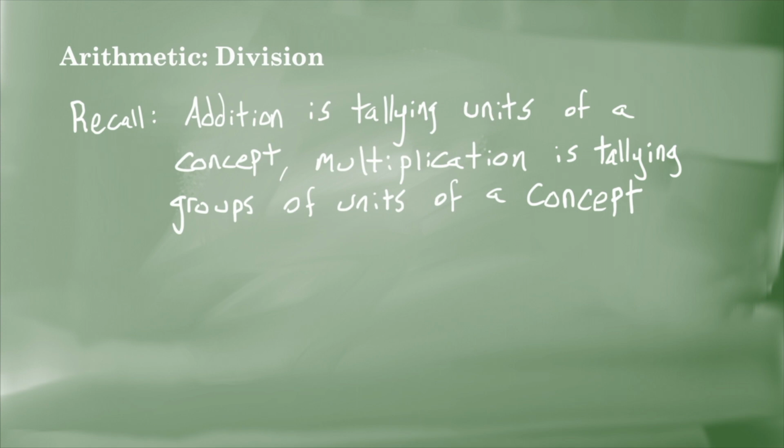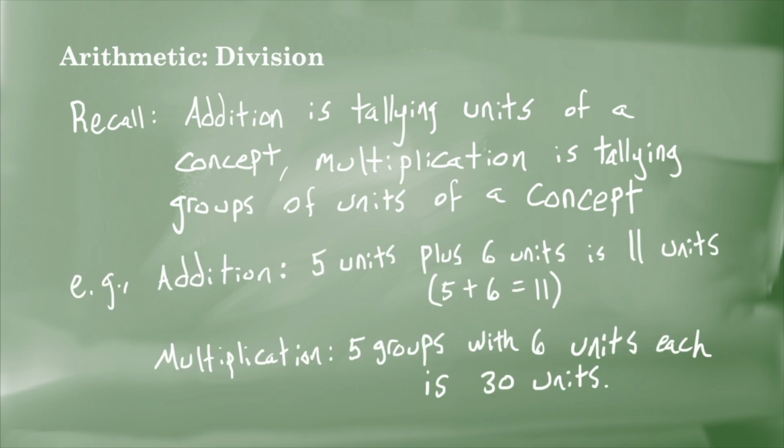Arithmetic division. In the last video, we talked about multiplication and how if adding is like the tallying of units of an object, then multiplying is the tallying of groups of units of an object. As an example, addition might take 5 units plus 6 units, which is 11 units. Converting that to symbols, you just get 5 plus 6 equals 11. Multiplication then would be 5 groups with 6 units each is 30 units, which would be 5 times 6 equals 30.